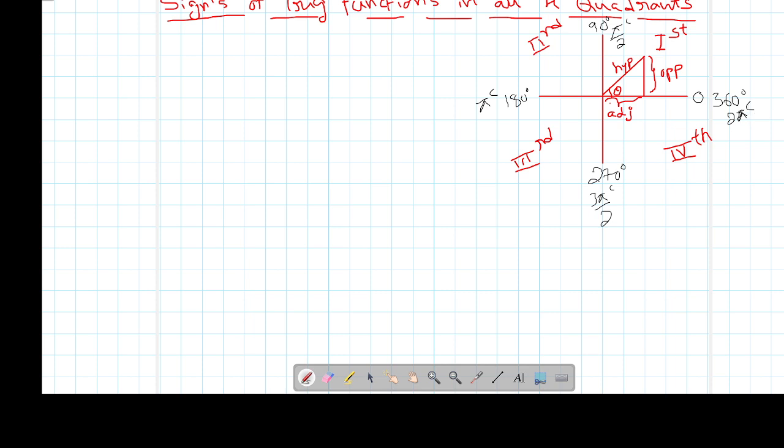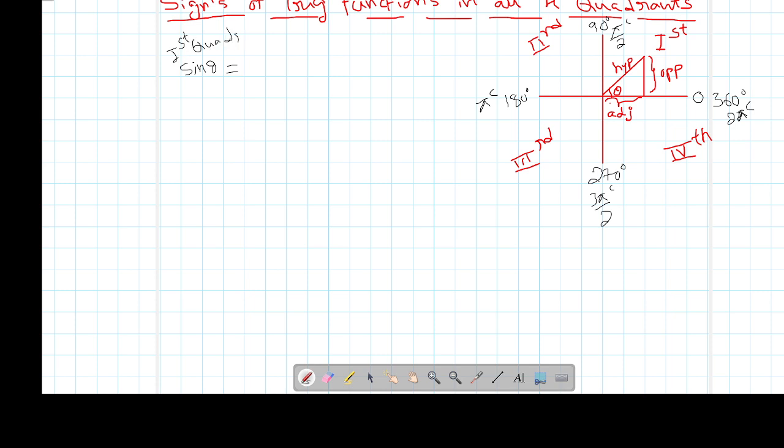Okay, now let's see the signatures of the trigonometric functions in four quadrants. Let's start with the first quadrant. The first quadrant ranges from 0 degree to 90 degree. In radians, it is from 0 radian to pi by 2 radian. Let's see the first function, which is sine theta. This is about the first quadrant.